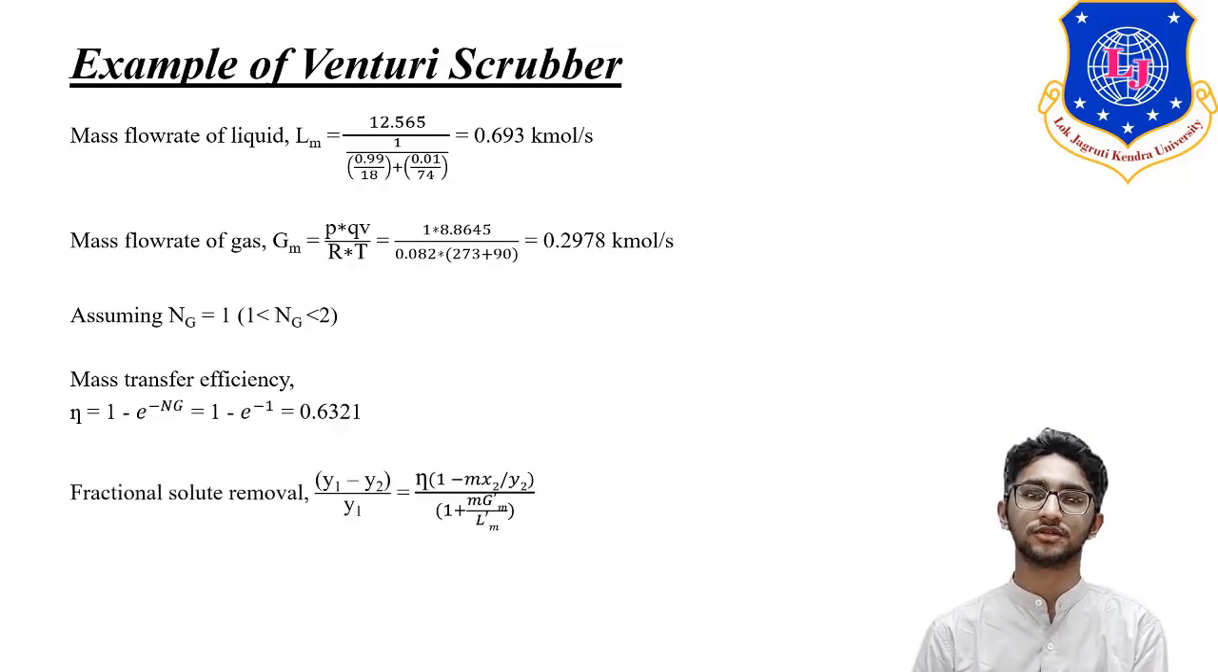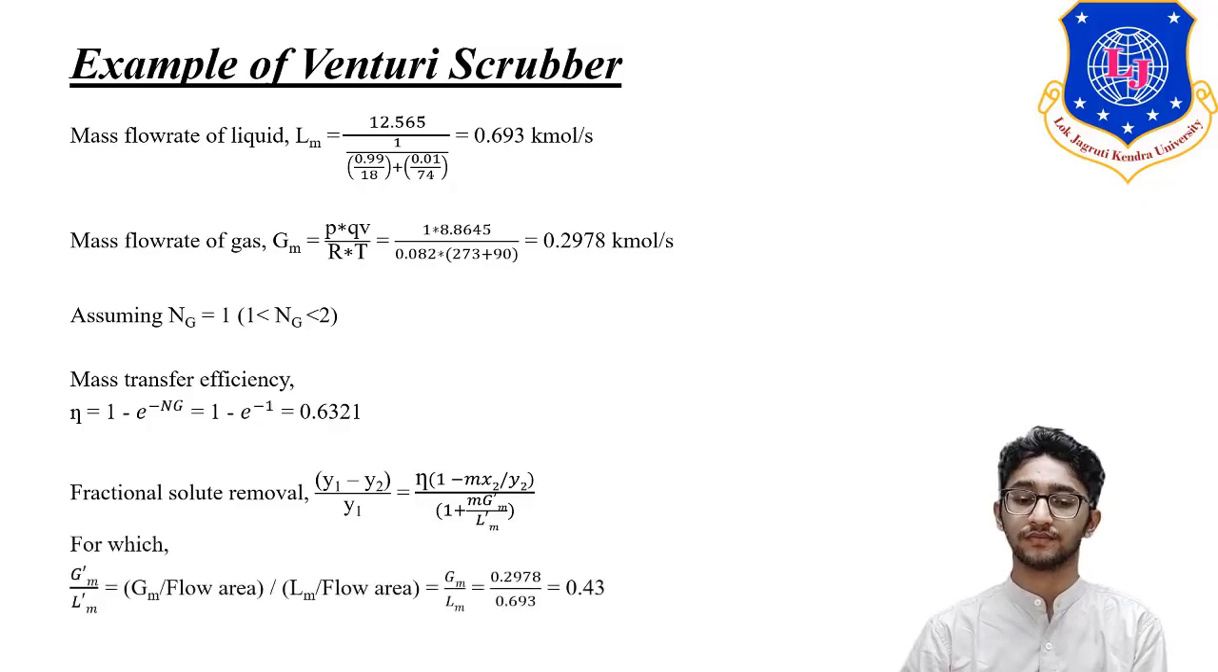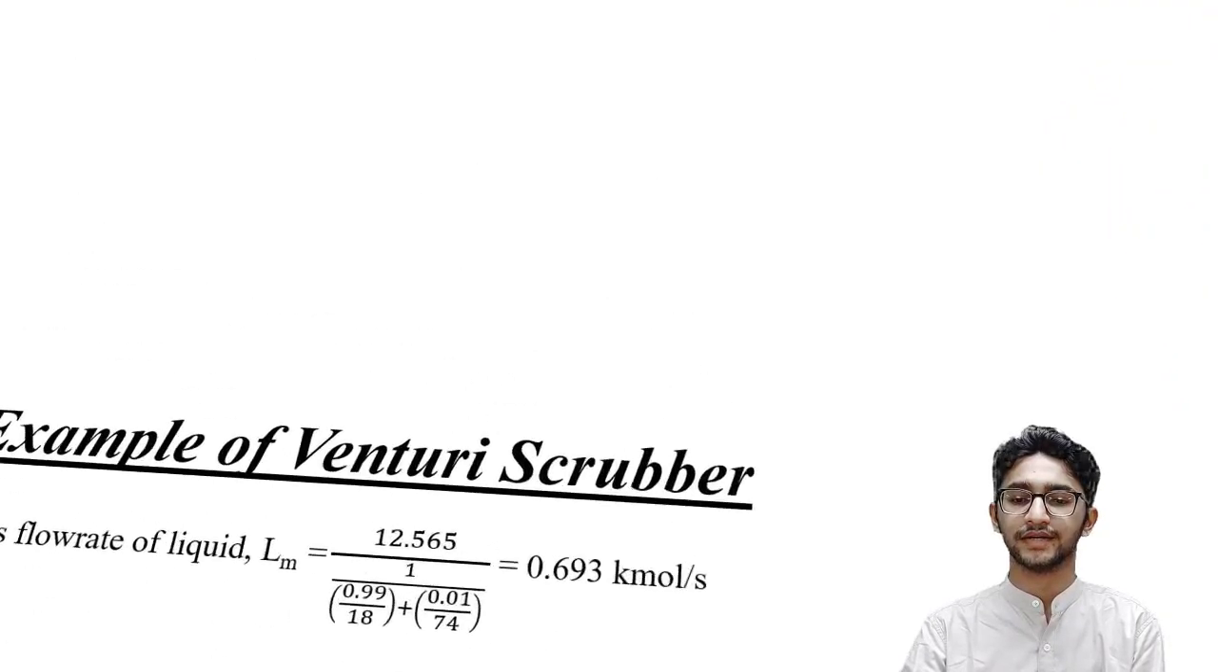Now the fractional solute removal, that is (y1 minus y2) upon y1, equals eta into (1 minus m x2 by y2) upon (1 plus m g dash m upon l dash m). So now we require g dash m by l dash m, that is gm by flow area upon lm by flow area, which is ultimately gm upon lm, and we have values of gm and lm both, so we can get the answer as 0.43. x2 equals 0 because of pure solvent. We don't know the value of y2, so we will find it out.